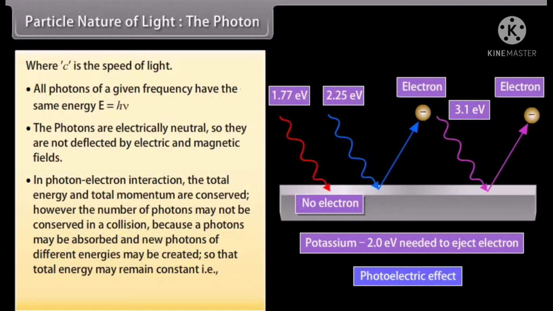However, the number of photons may not be conserved in a collision because the photons may be absorbed and new photons of different energies may be created, so that total energy may remain constant, that is hν equals hν1 plus hν2.